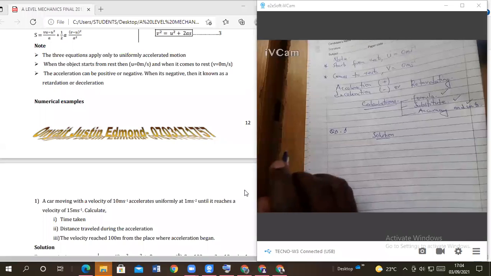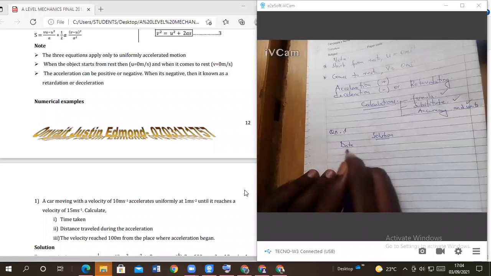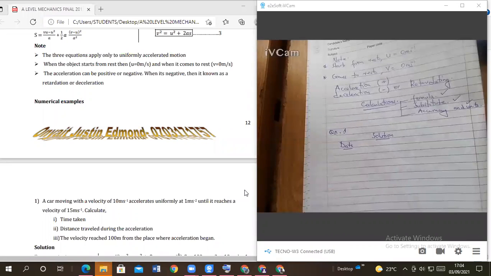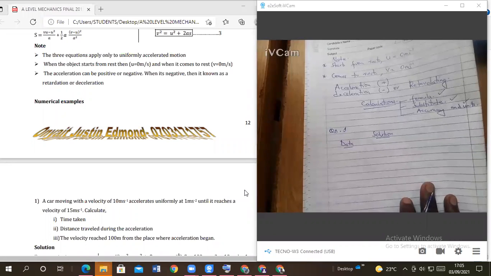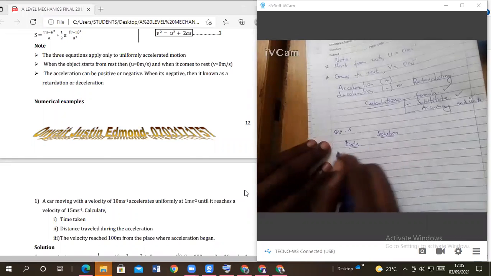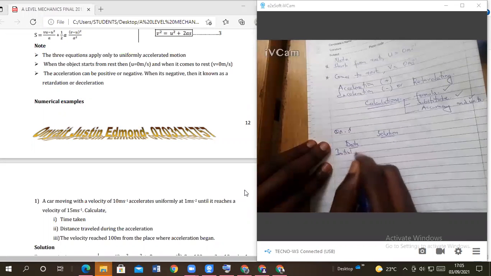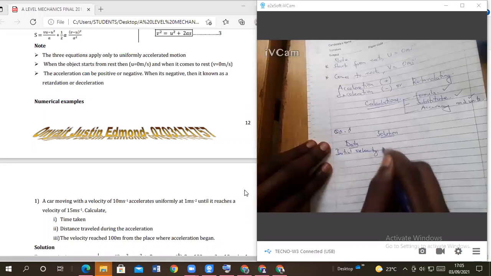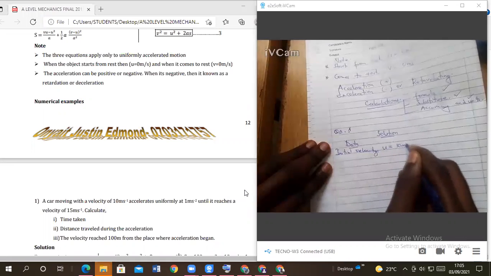Now, when you are doing calculation, make sure that you are able to collect the data, because it is the data that is going to guide you to which formula to use. Now, when you look at the question, a car moving with a velocity of 10 meters per second accelerates uniformly at 1 meter per second squared until it reaches a velocity of 15. We have two velocities there. Which one is final and which one is initial, members? What is our initial velocity? 10 meters per second.